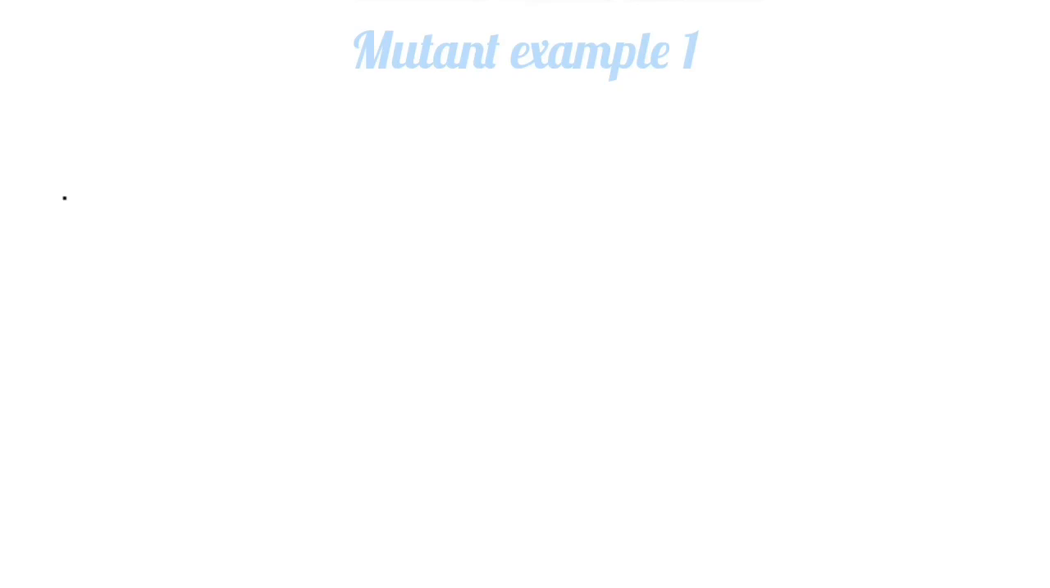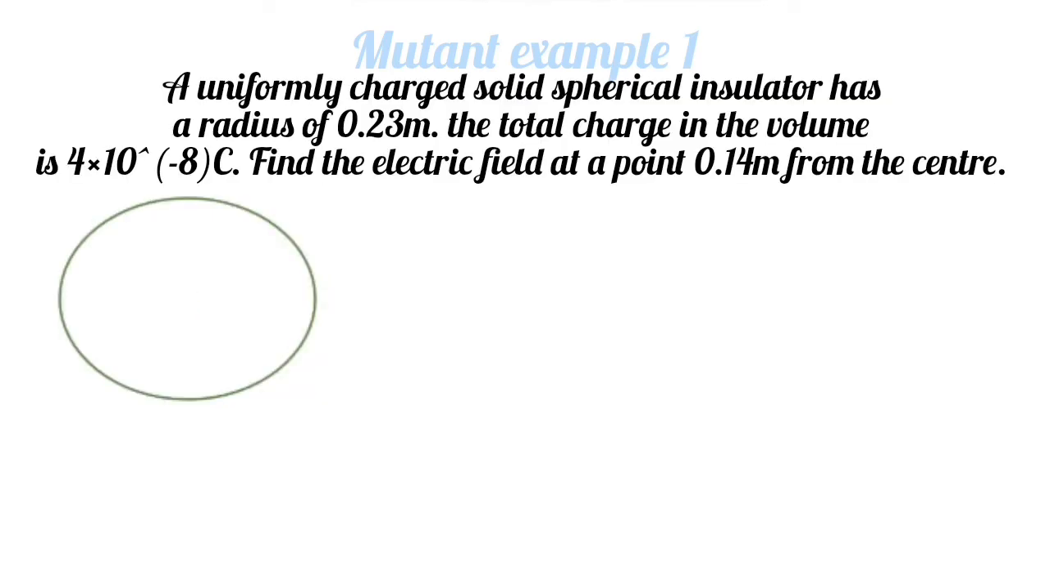So let's try a mutant example on this, because when you learn these, you can't fail no matter how much they twist the question. A uniformly charged solid spherical insulator has a radius of 0.23 meters. The total charge in the volume is 4 times 10 raised to the power minus 8 coulomb. Find the electric field at a point 0.14 from the center.